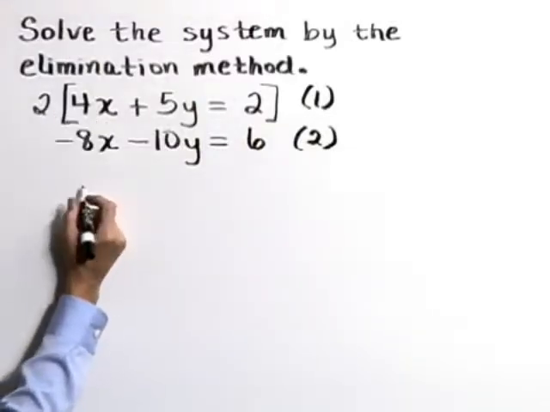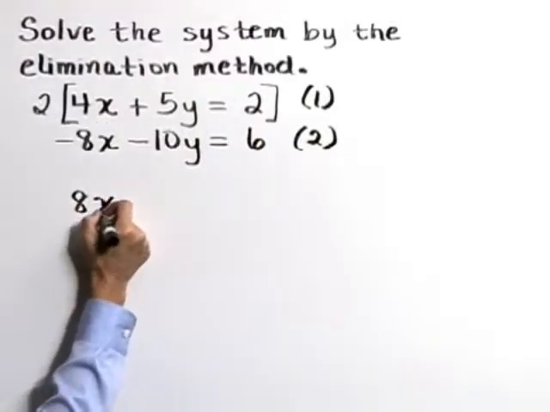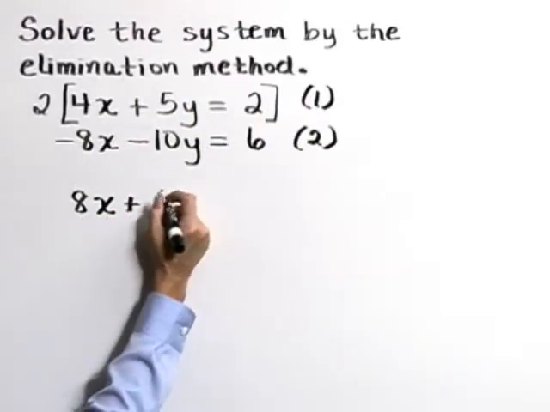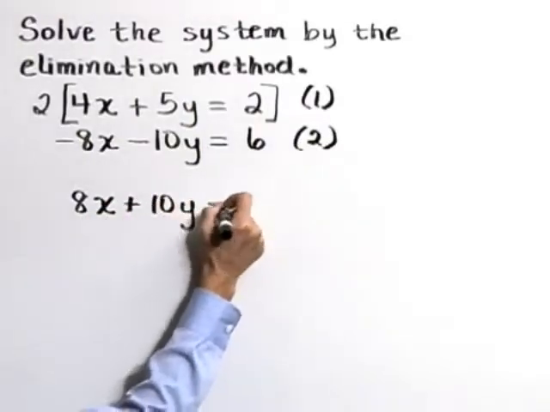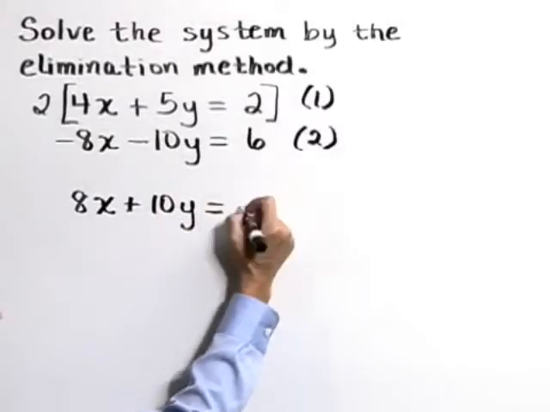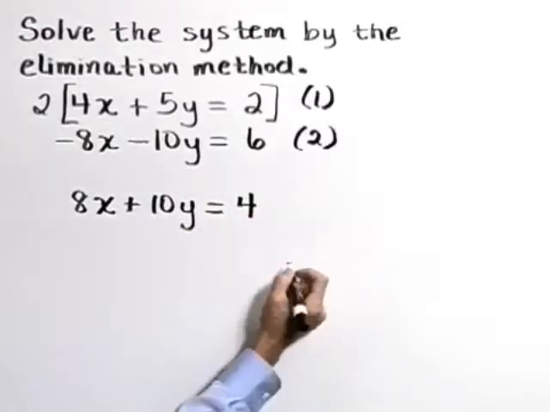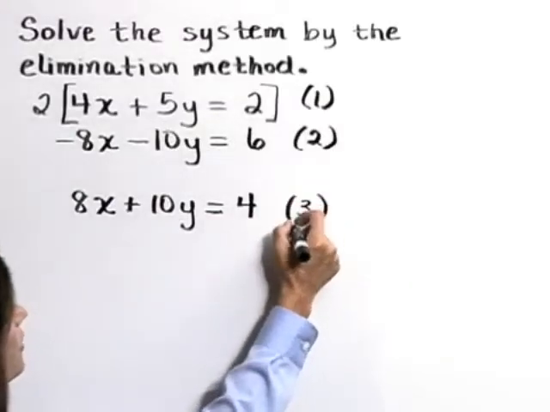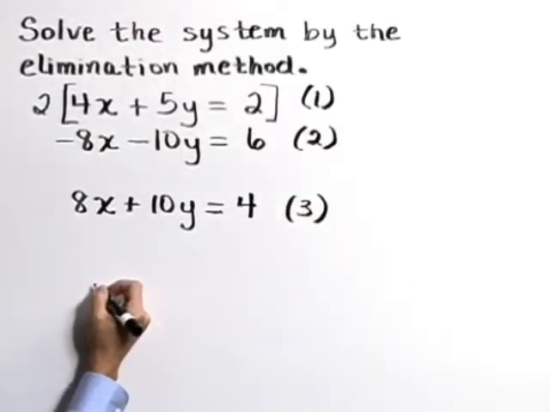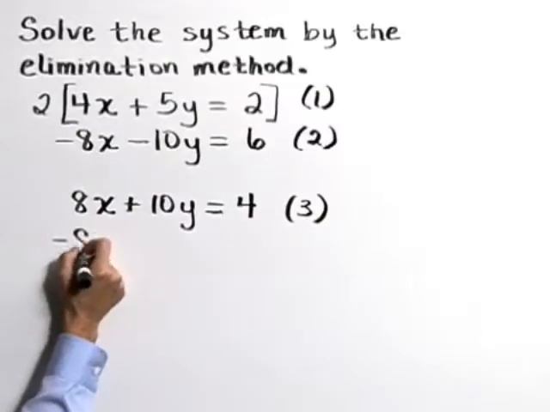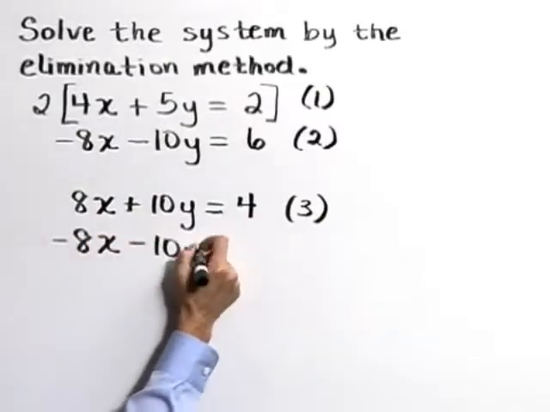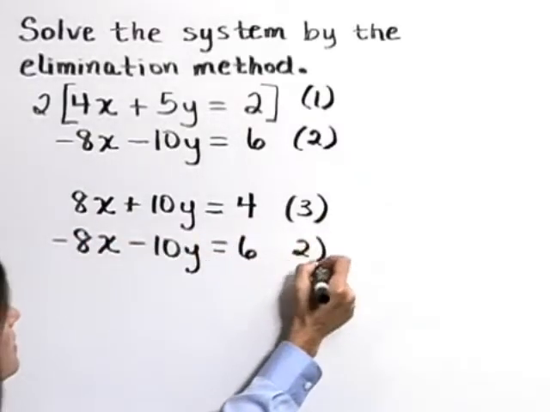2 times the 4x is 8x, plus 2 times that 5y is 10y, and that's equal to 2 times 2, or 4, on the right-hand side. I'm going to go ahead and call that equation 3 since we've changed equation 1 slightly. Equation 2 is negative 8x minus 10y is equal to 6.